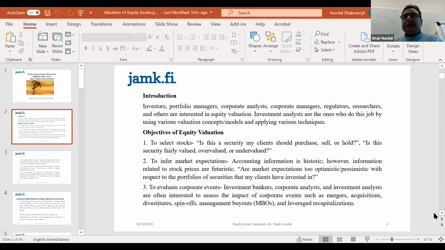Spin-off, have you heard about it? The spin-off is that you have a big company, you don't split it, but you start a new project out of it. And then the project gains momentum and becomes an independent entity. That becomes a spin-off.